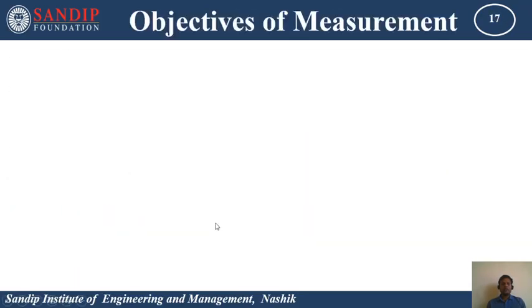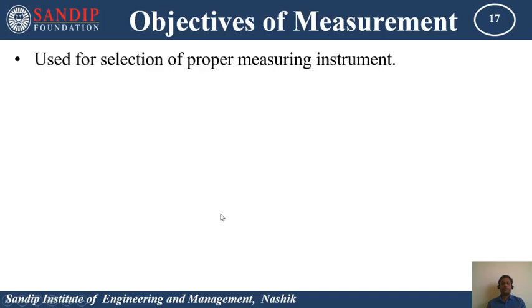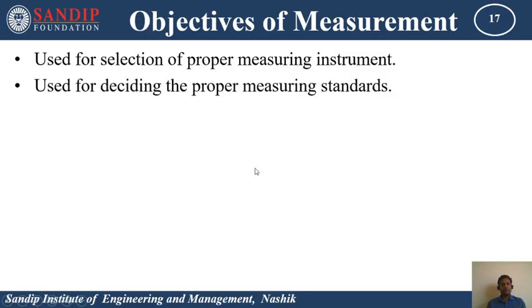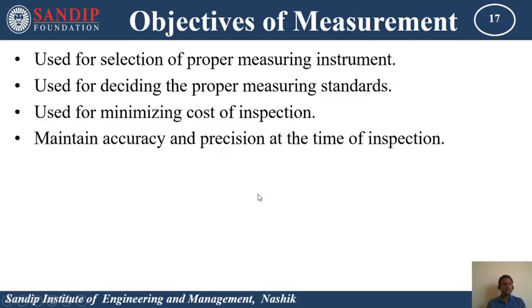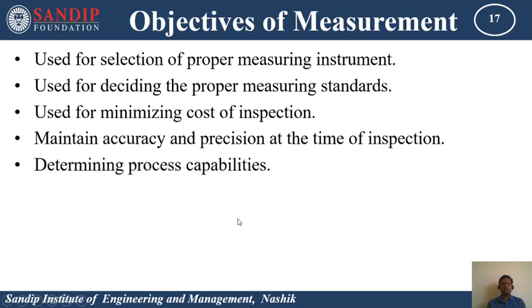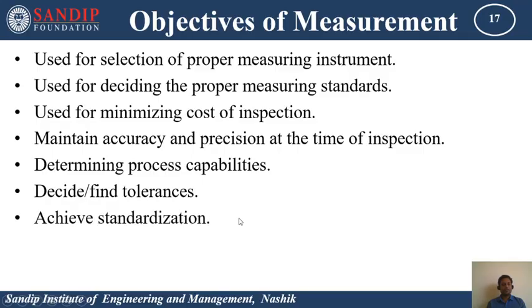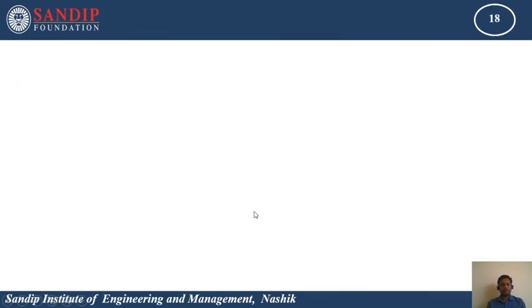Then next one is objectives of our measurements. So the very first objective is the selection of proper measuring instruments. It is used for deciding the proper measuring standards, and for minimizing the cost of inspection. Then next, maintaining accuracy and precision at the time of inspection, determining the process capabilities, deciding and finding the tolerances, and achieving the standardizations.